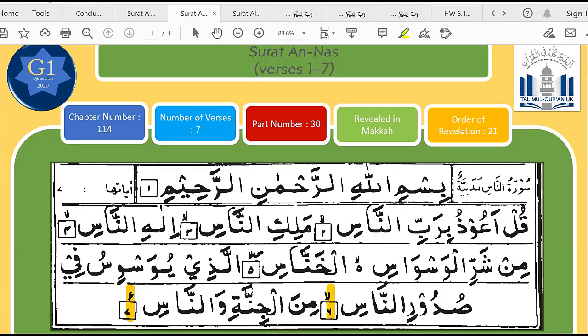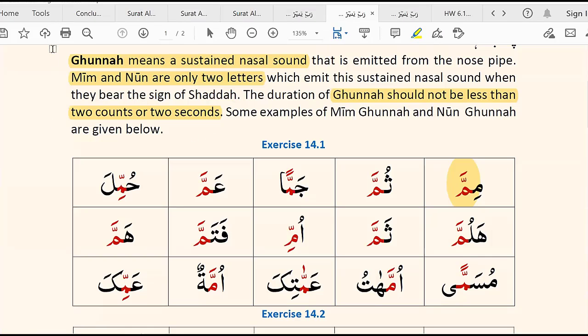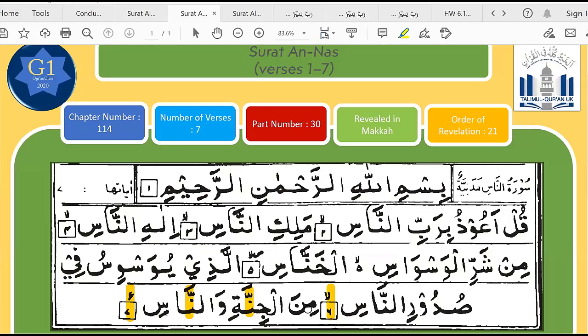So first of all, we have Noon Mushaddad, twice. So we have to be mindful of the Ghunna sound, the nasal sound. And we have to hold the nasal sound for 2 seconds. We covered this rule in one of the previous lessons as well. We have to sustain the nasal sound. Hold it for 2 seconds. It should not be less than 2 seconds. So let's go back.